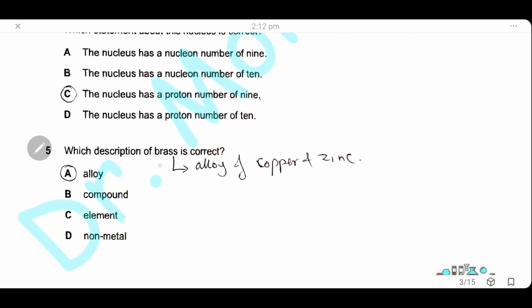Question 5. Which description of brass is correct? Brass is an alloy of copper and zinc, so the answer is A.